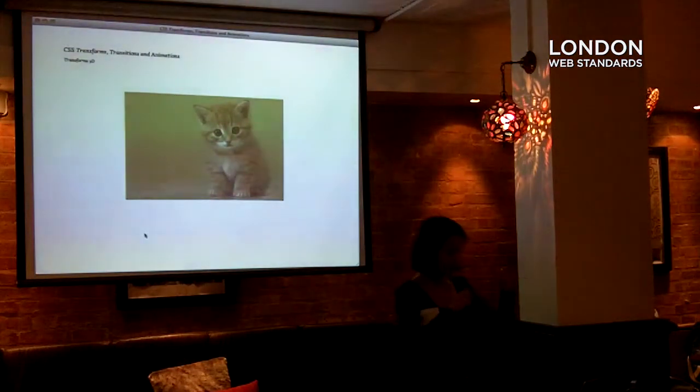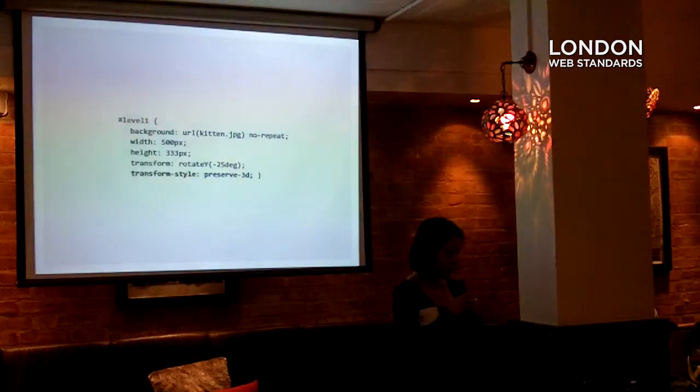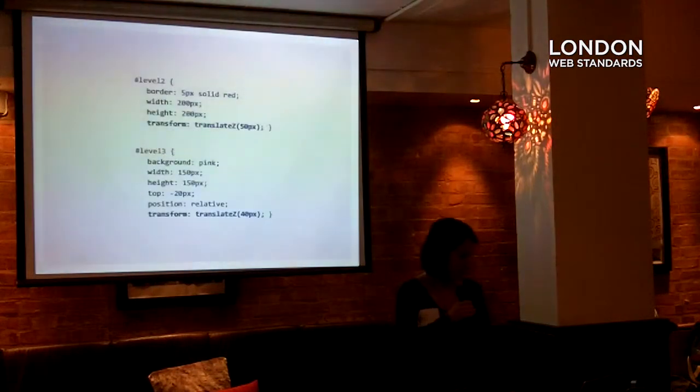So then we can stack the children in different planes. We can bring it above the parent. For example, if we apply the preserve-3d property to this parent container, now we can position the children in different levels. In this case, one 50 pixels above the parent and the second 40 pixels.